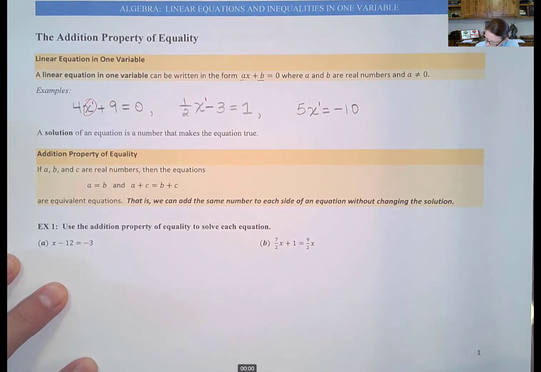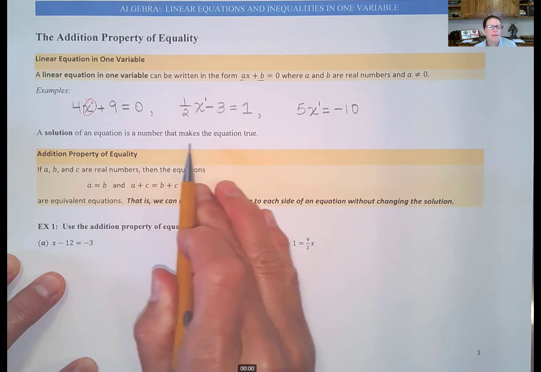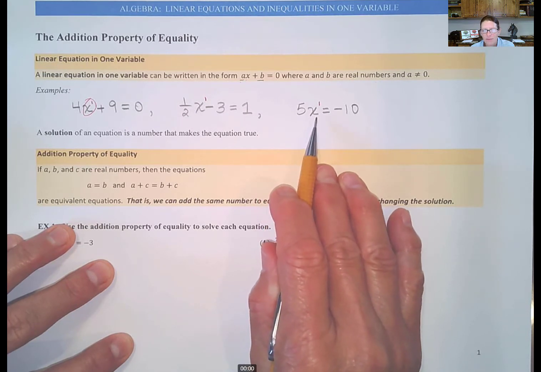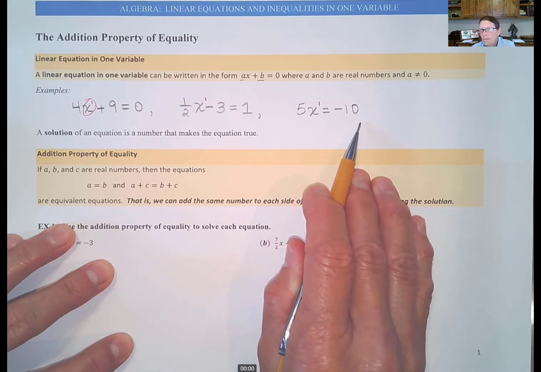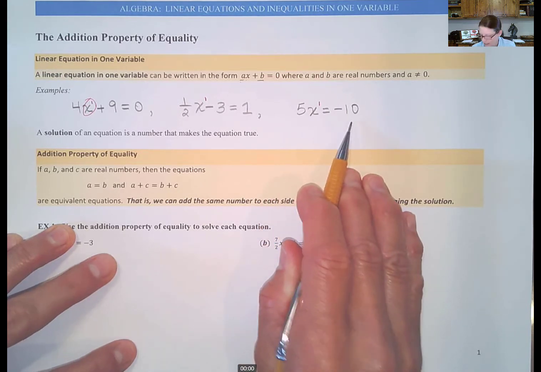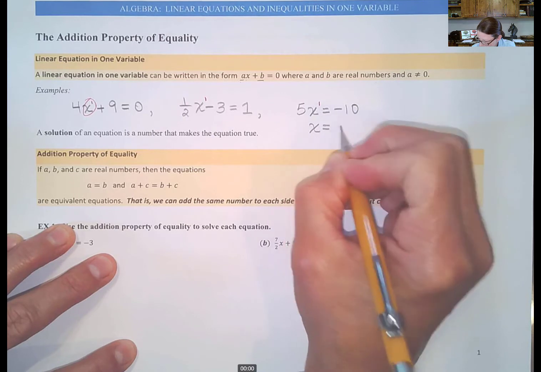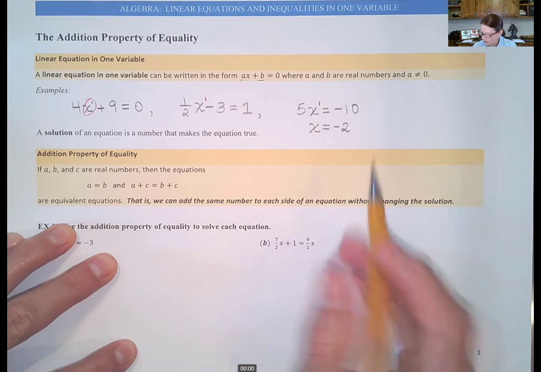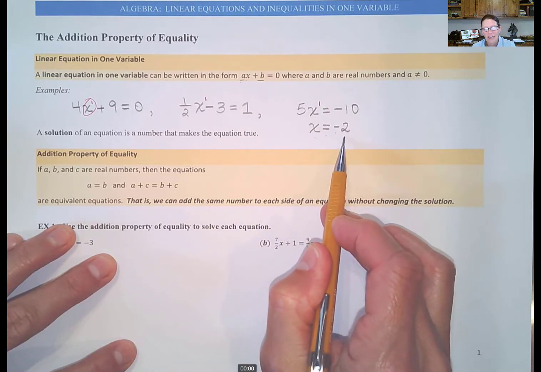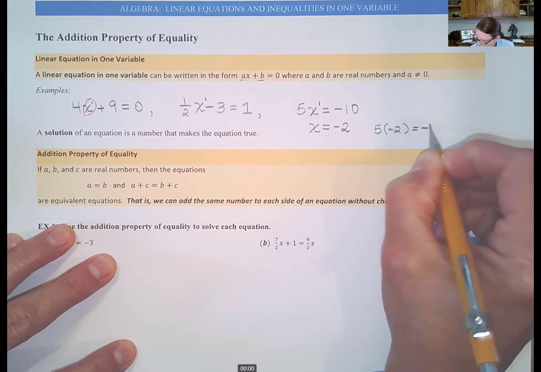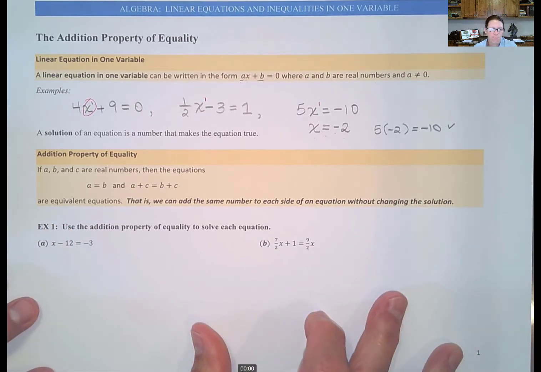Okay, well, a solution of an equation is a number that makes the equation true. For example, in this last equation, 5 times some unknown value is equal to -10. Well, I think we could determine that 5 times -2 is -10, and therefore the variable x must take on the value -2. Therefore, we would say that the solution to this equation is x equals -2. -2 makes the equation true because 5 times -2 is -10, and that checks out.